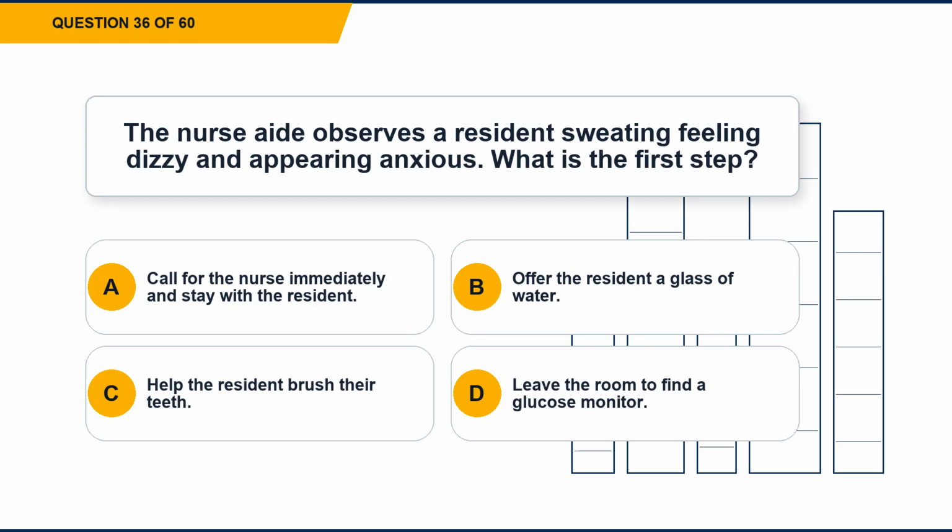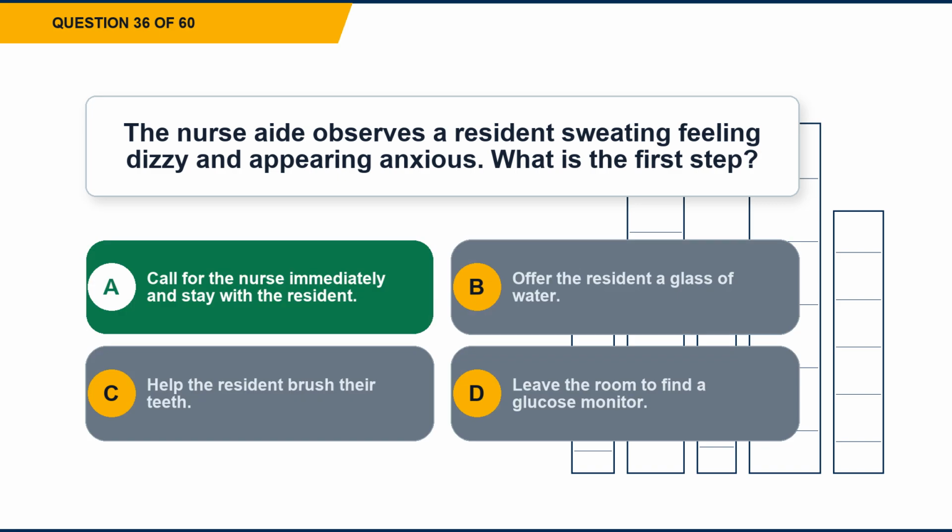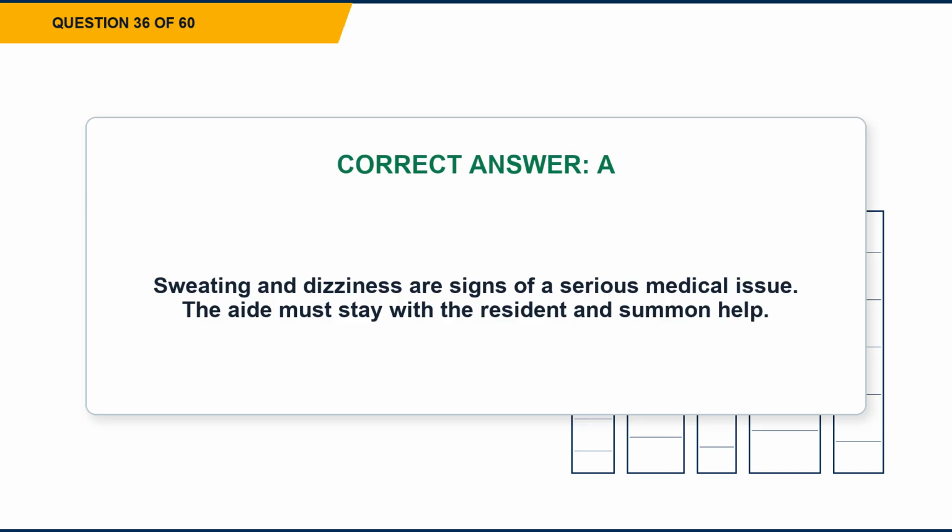Question 36. The nurse aide observes a resident sweating, feeling dizzy and appearing anxious. What is the first step? Option A. Call for the nurse immediately and stay with the resident. Option B. Offer the resident a glass of water. Option C. Help the resident brush their teeth. Option D. Leave the room to find a glucose monitor. The correct answer is option A. Call for the nurse immediately and stay with the resident. Explanation. Sweating and dizziness are signs of a serious medical issue. The aide must stay with the resident and summon help.